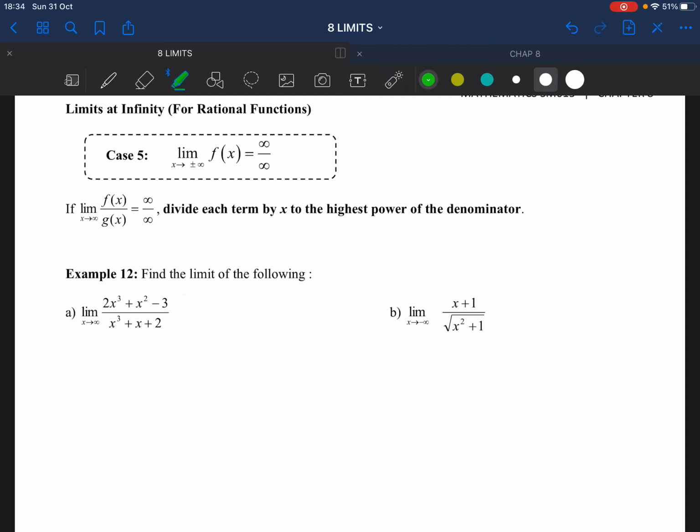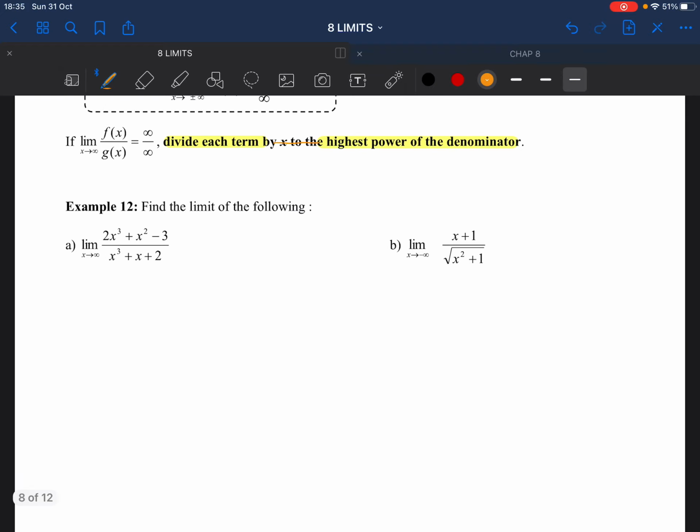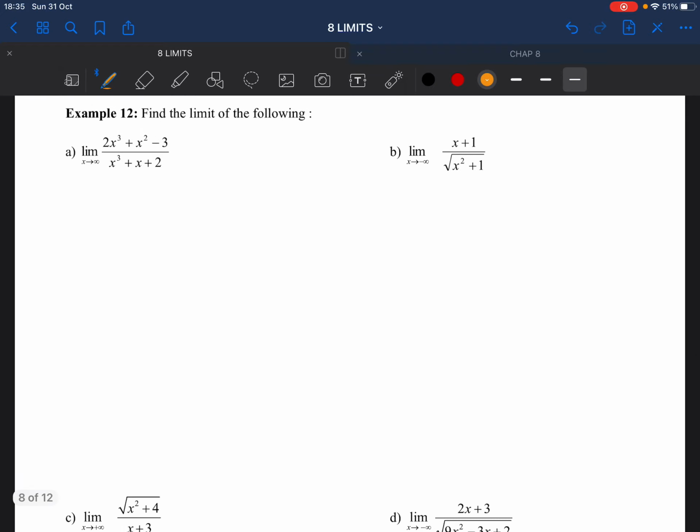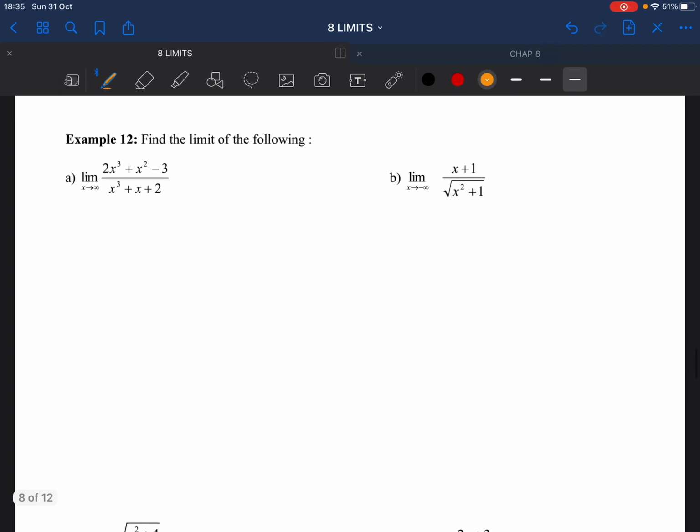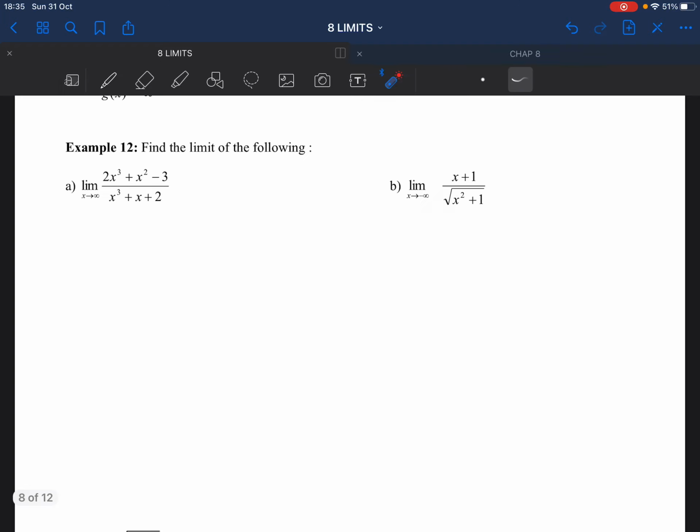So you know that this is case 5. What you are going to do is divide each term by the highest power of the denominator. Okay, before we go further, let's see example 12a first. We have the limit of (2x cubed plus x squared minus 3) over (x cubed plus x plus 2), first when x approaches infinity.